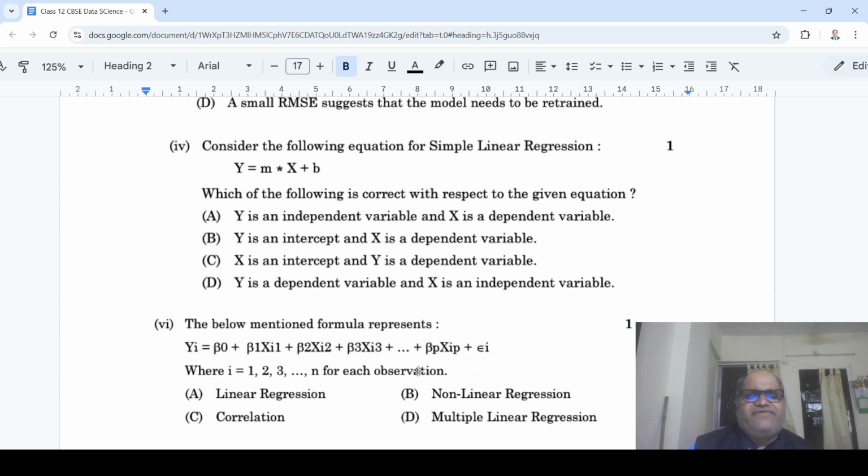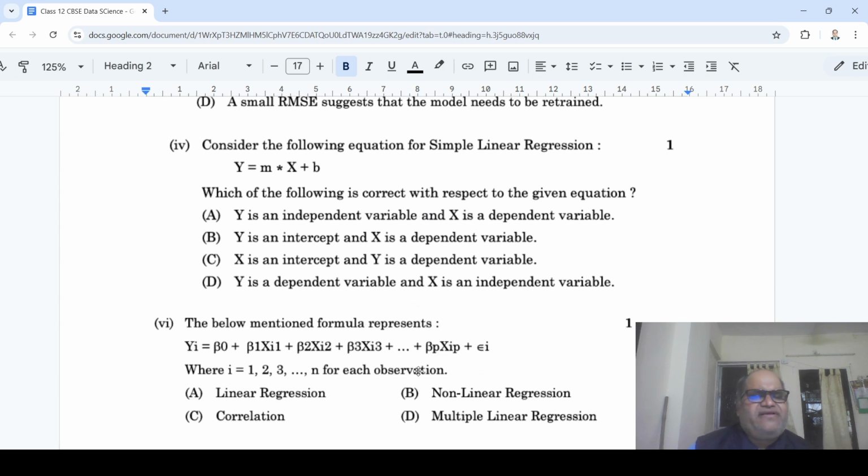Consider the following equation for simple linear regression. Yes, y is equal to mx plus b. There are common variations around it: beta 0 plus beta 1 x1, or y is equal to mx plus b. Make yourself comfortable. This could be asked in one of these forms.